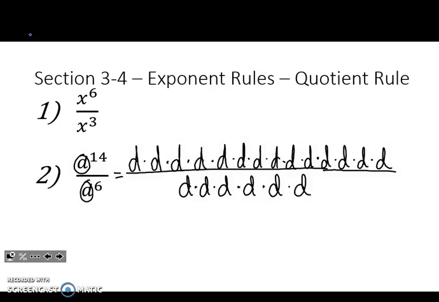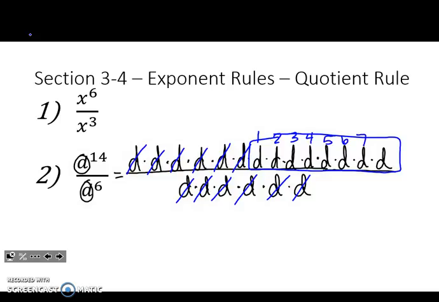So there are 6 d's on bottom, and I know there's at least 6 d's on top. So I can cancel out 6 d's on top and the 6 d's on bottom. So that leaves me with 1, 2, 3, 4, 5, 6, 7, 8 d's on the top. So we would write it as d to the 8th power, and then I'm going to put all that over 1. So d to the 14th divided by d to the 6th could be written as d to the 8th.